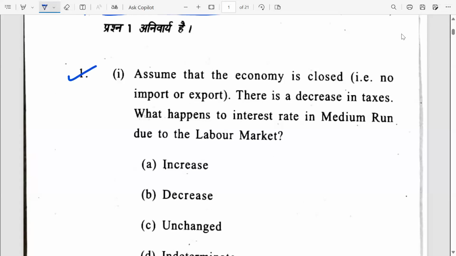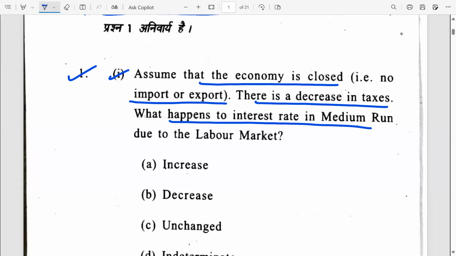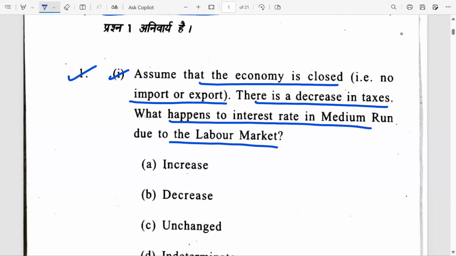So within question 1, let's look at part 1. Assume that the economy is a closed economy, which means that there are neither imports nor exports in this economy, and there has been a decrease in taxes. Now, what is going to happen to the interest rates in the medium run due to the labor market? So from the labor market side, what is going to be the impact on the interest rates? Okay, so let's come to the whiteboard to solve this particular MCQ.